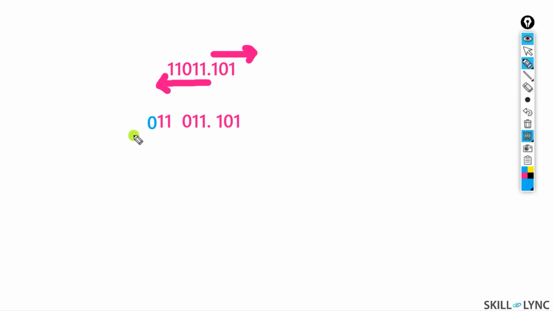Now the rule says write the decimal equivalent of the values. So 011, what is its decimal equivalent? It is very easy, as I told you earlier, the 8421 rule. For 011, the 1s are at positions 1 and 2, so 2 plus 1 is 3. Similarly the next 011 is again 3. Then after the dot, 101 will be 5.